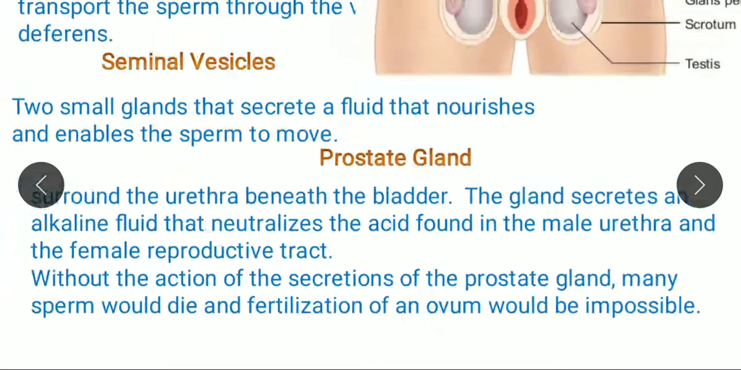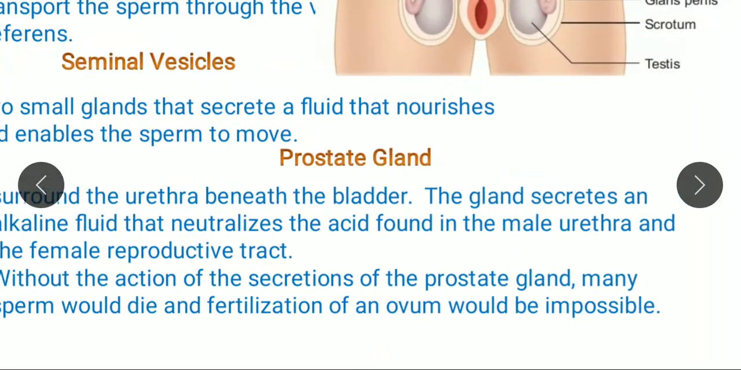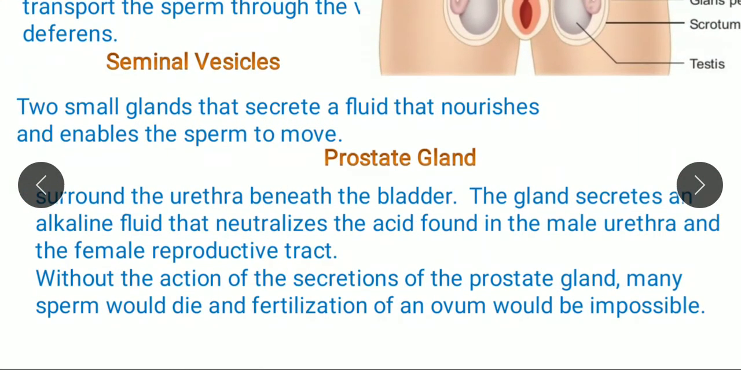Without the actions of the prostate gland secreting the alkaline substance, many sperm will die and fertilization of an ovum would be impossible, because sperm are destroyed by high temperature and acidic nature.